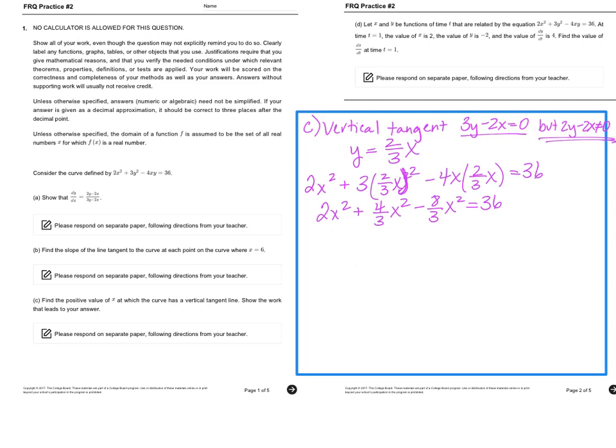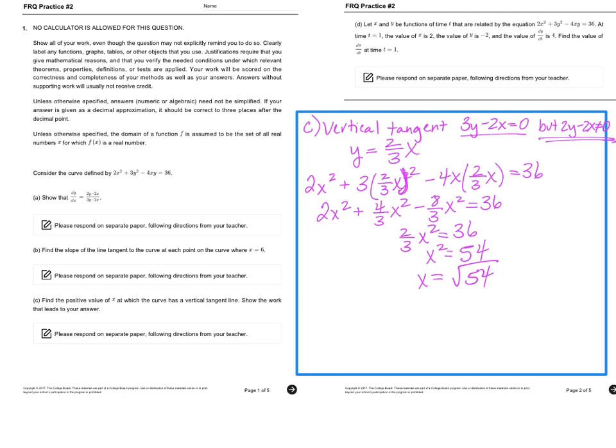Again, you have a calculator. So if you're terrible with fractions, add in your calculator: 2 plus 4/3 minus 8/3. If you have to do that, I'd rather you do that and get it correct than do it in your head and get it incorrect. So that gives you 2/3 x squared is equal to 36. So x squared is equal to 54. And so the positive, when it said at what positive value, so I get the square root of 54.